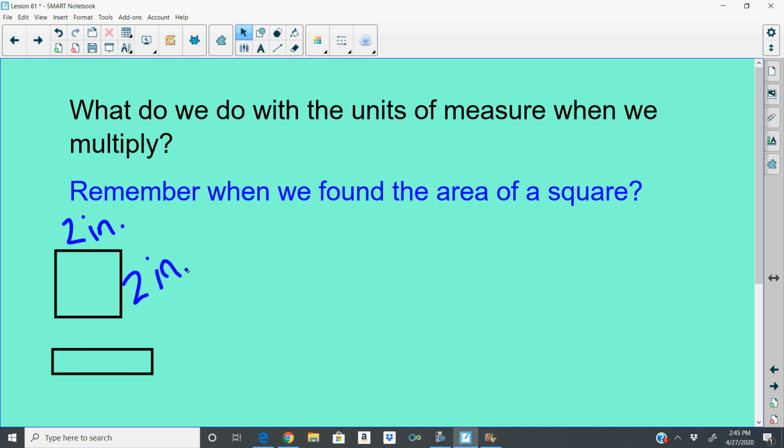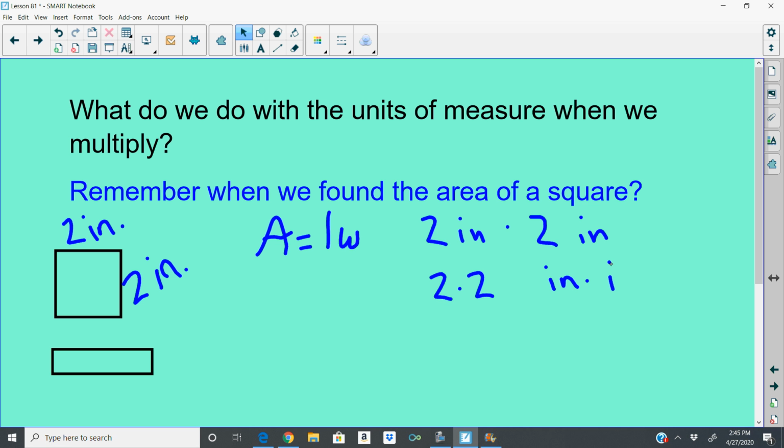Well, what we do to find the area, remember area equals length times width. So when we were doing this, we would take 2 inches times 2 inches, which is like 2 times 2 and inches times inches. So it's 4 inches, but something times itself is squared. So that's why our area label would end up being squared. And a lot of times we forgot that. But if we understand the logic behind it, it hopefully helps us remember that.